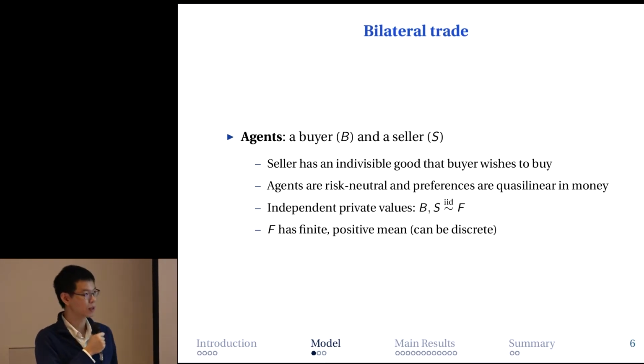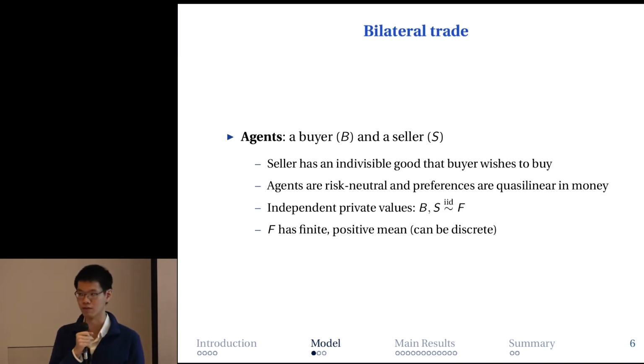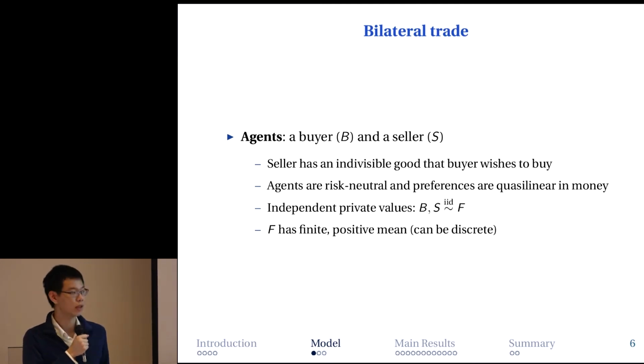The one assumption that we differ from the standard bilateral trade problem is that both agents have values that are drawn from the identical distribution F. So in the problem that Myerson and Satterthwaite consider, the buyer's value and the seller's value can potentially be drawn from different distributions. F here is assumed to have finite and positive mean. So let me talk about this assumption and why we deviate from the setting of Myerson and Satterthwaite.